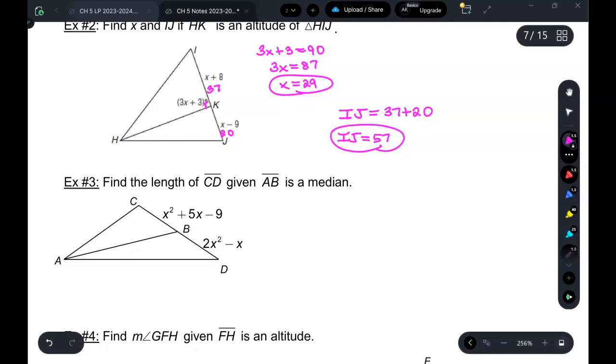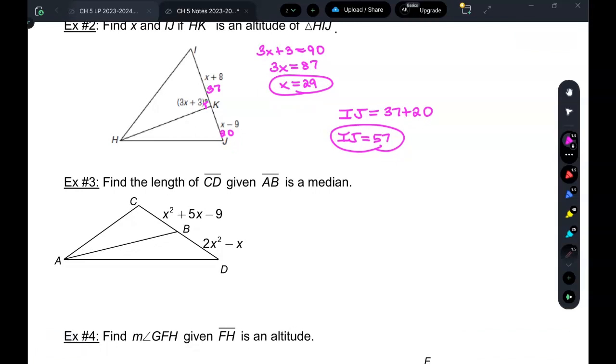Good. Okay, find the length of CD given AB is a median. If AB is a median, that makes B a midpoint, which makes them equal. You keep jumping ahead, Sophia. Right, you figure out B is a midpoint, which means you know it's equal. You're right. So I have x squared plus 5x minus 9 equals 2x squared minus x.